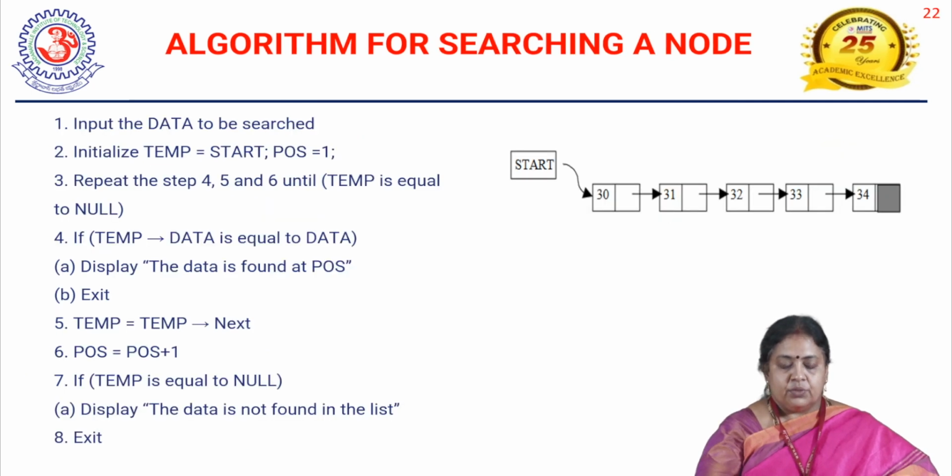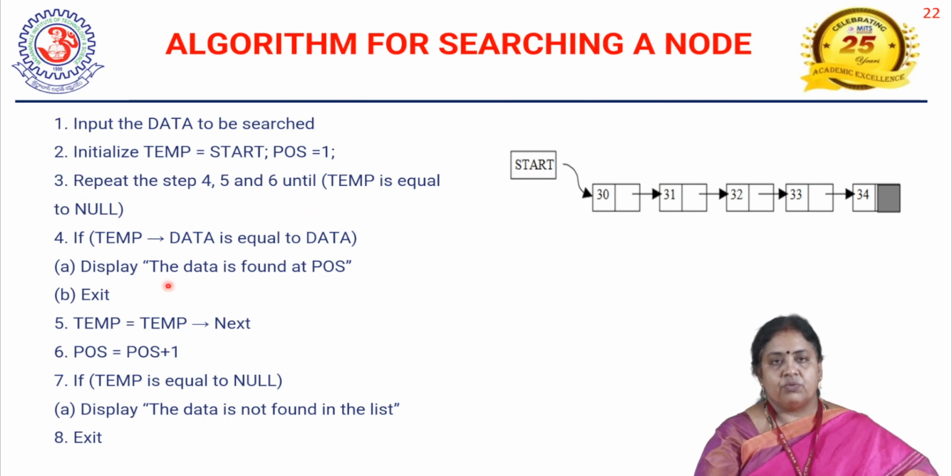And then coming to searching a particular node. For this node searching, simply here also we have to do traversing. So first we are going to input the data to be searched. Then we are going to initialize temp equal to start and position equal to 1. First, from the first position you are moving.